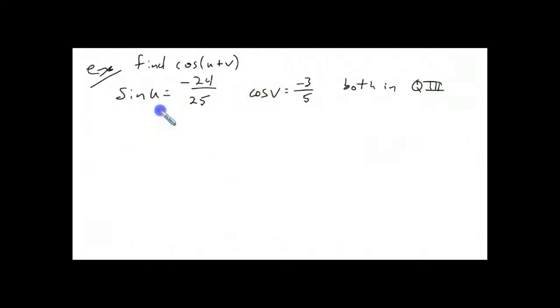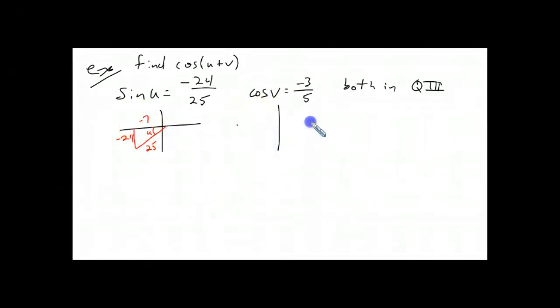So just to kind of help us out, it says they're both in the third quadrant, so I'm going to draw a triangle in my third quadrant. Don't forget your reference angle, or the angle that we use, is to the x-axis. So there is angle u. Sine is opposite over hypotenuse, so I have 24. It went down, so that's negative, and 25 is my hypotenuse. By Pythagorean theorem, this will be 7. Since it moved to the left, it's the negative x direction, so I need to have a negative 7.